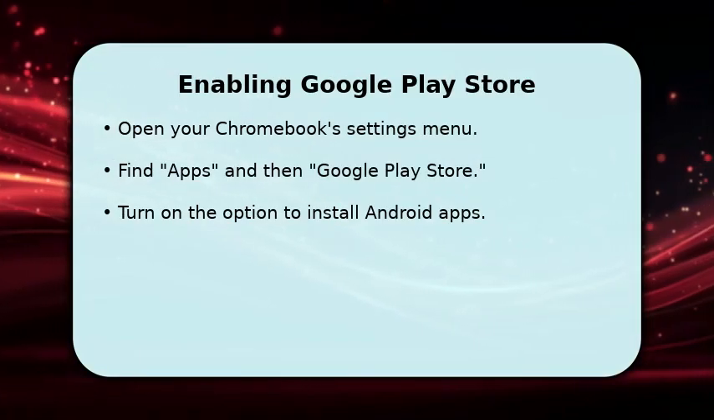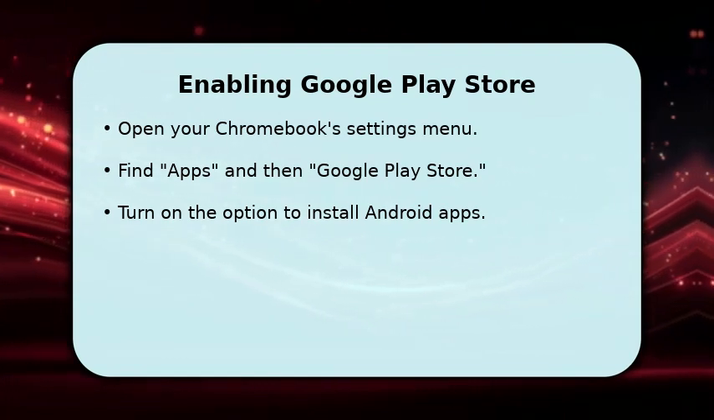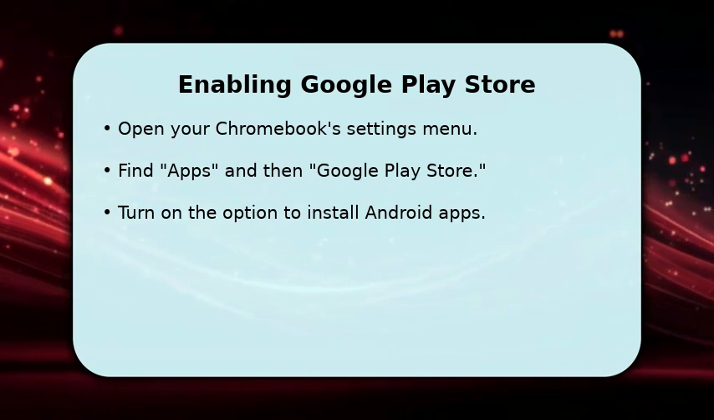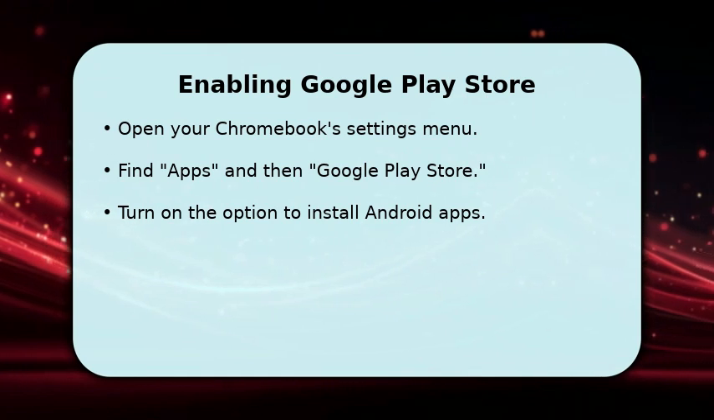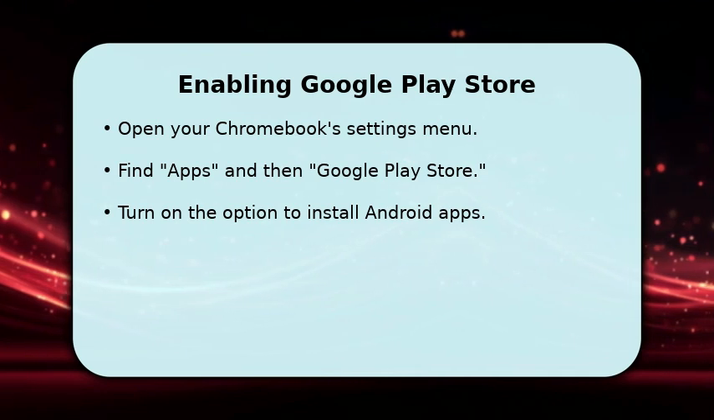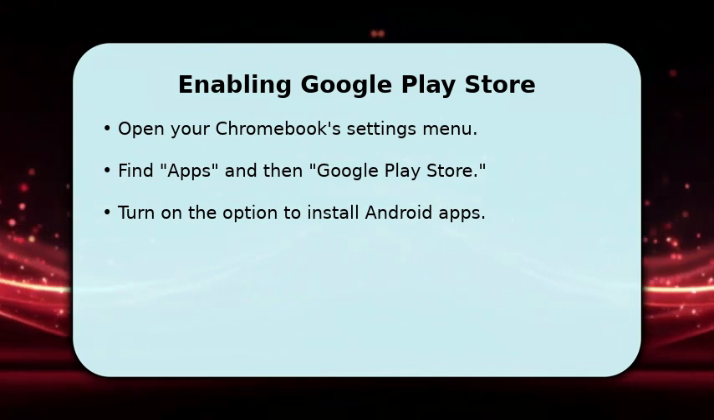Once you've confirmed compatibility, the next step is enabling the Google Play Store. Go to your Chromebook settings, usually found by clicking the time in the bottom right corner. Look for the Apps section and then select Google Play Store. There, you should find an option to turn on the ability to install Android applications. If this option is grayed out, your school administrator may have.